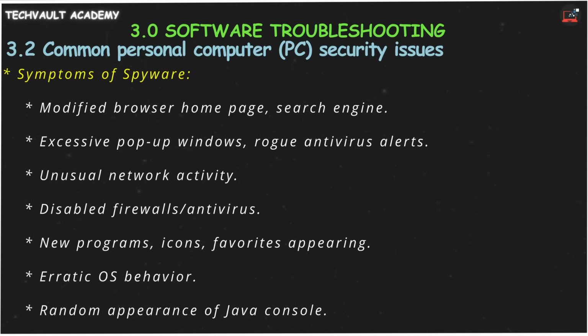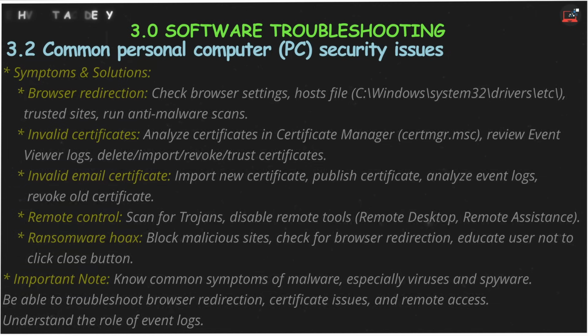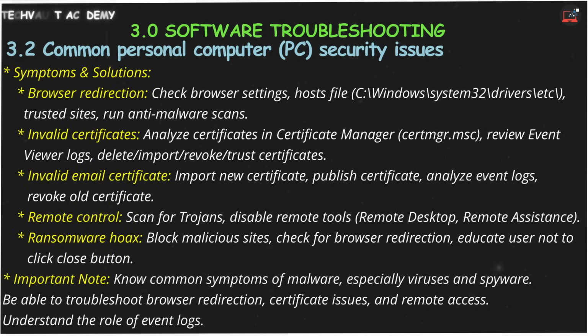Symptoms of spyware: modified browser homepage and search engine, excessive pop-up windows, rogue antivirus alerts, unusual network activity, disabled firewalls and antivirus, new programs, icons, and favorites appear, erratic OS behavior, random appearance of Java console. Symptoms and solutions.